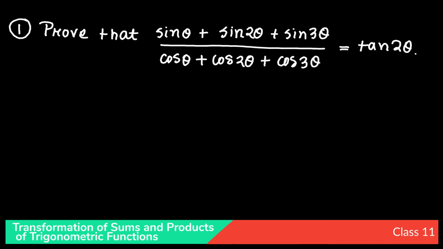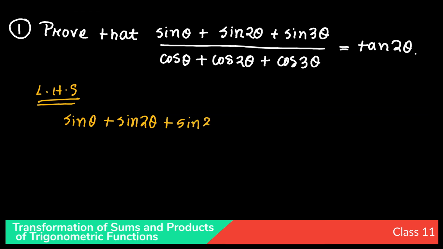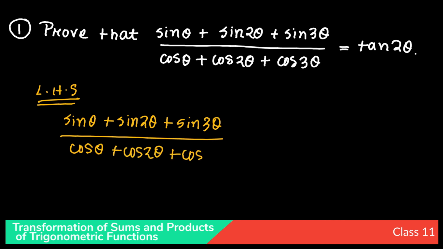So it is the first question of today's class. We have to prove that this LHS, that means sine theta plus sine 2 theta plus sine 3 theta divided by cos theta plus cos 2 theta plus cos 3 theta, is equal to tan 2 theta. Okay, so at first we are taking the LHS, so it is sine theta plus sine 2 theta plus sine 3 theta whole divided by cos theta plus cos 2 theta plus cos 3 theta.